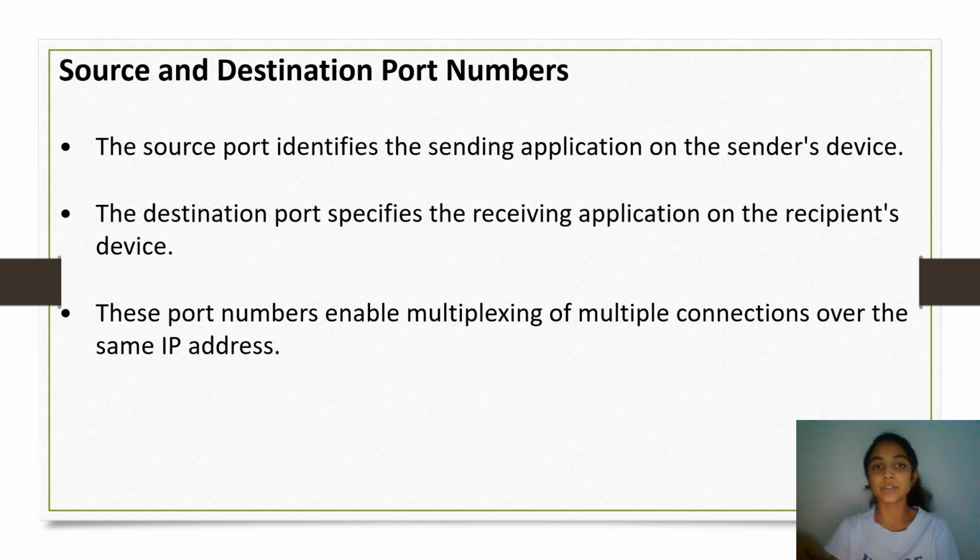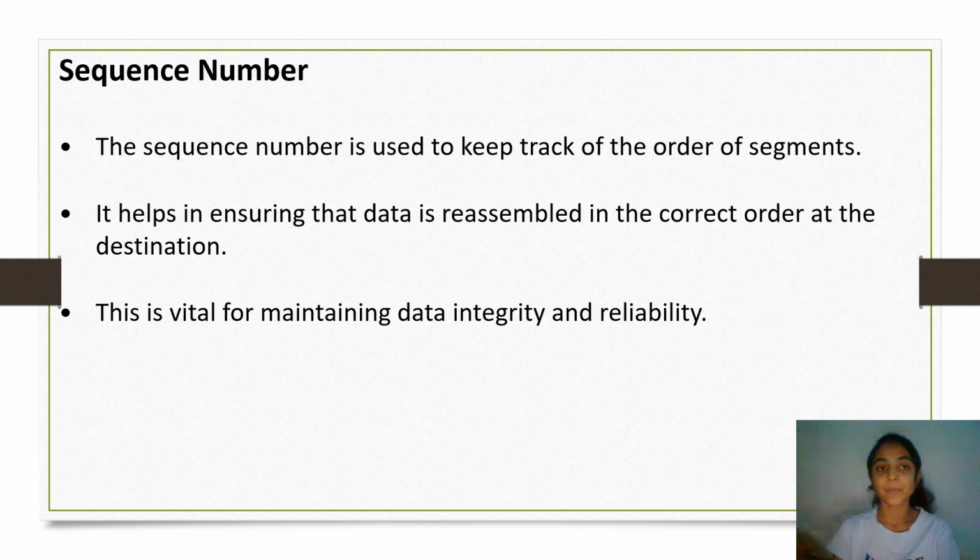Source and destination port numbers. The source port identifies the sending application on the sender's device. The destination port specifies the receiving application on the recipient's device. These port numbers enable multiplexing of multiple connections over the same IP address.